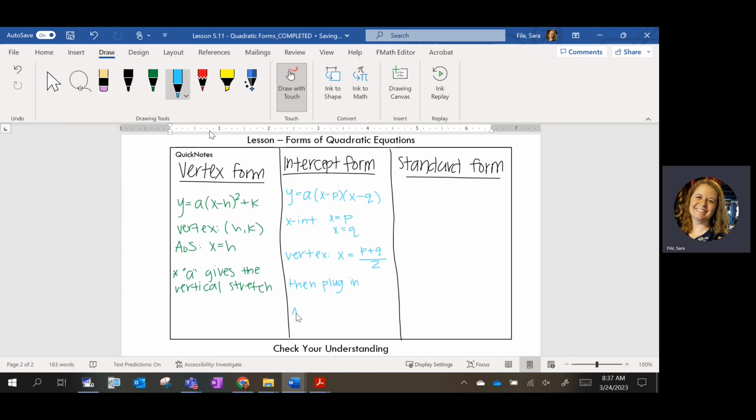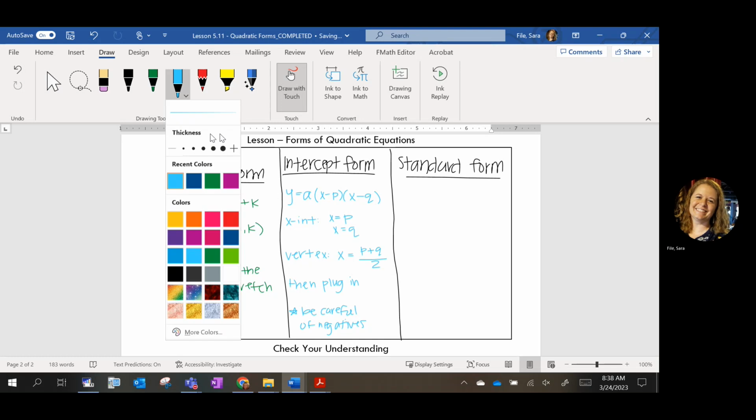I'm going to make a little note here. When you're doing this, be careful. Common mistake is dealing with negatives. Be careful of your negatives when you're finding your average. Remember, you're doing the opposite. It's x minus p. So if this was x plus 3, your p is actually negative 3, right? So just be careful of your negatives there.